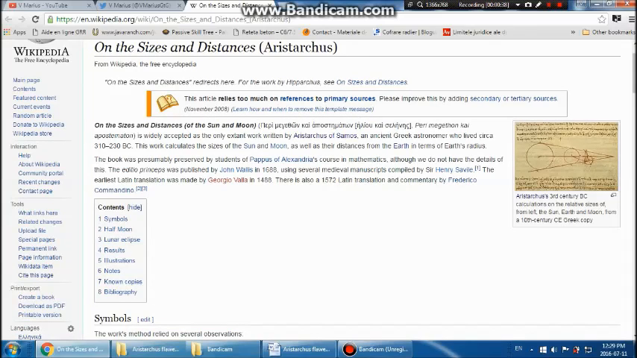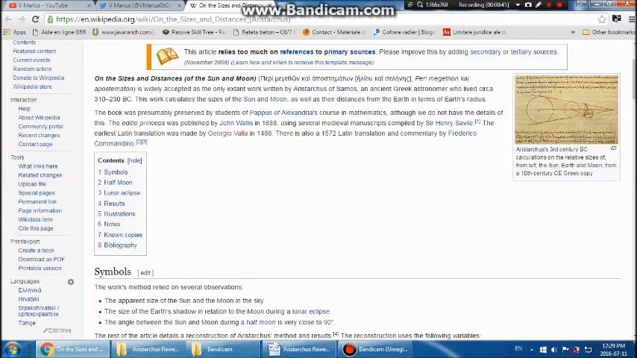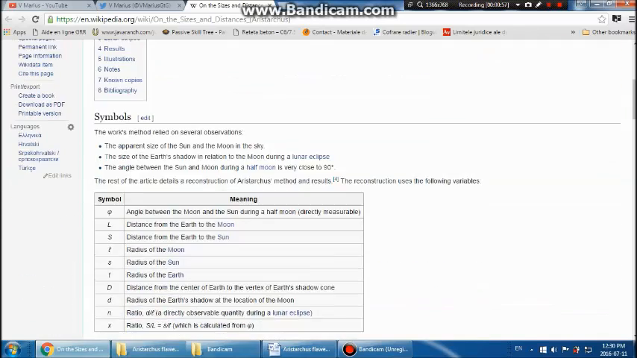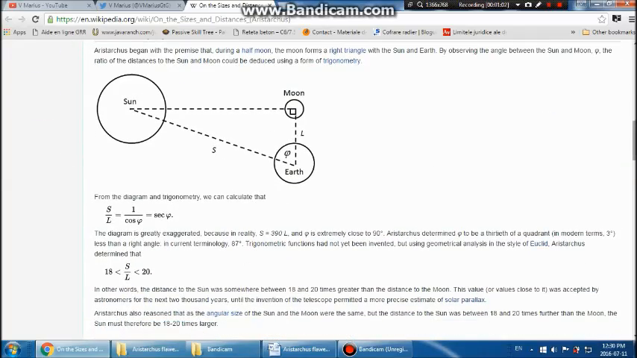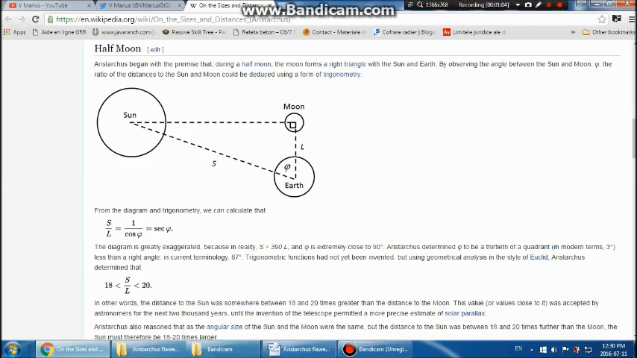Aristarchus, as it is described here, was a Greek astronomer, and his work calculates the sizes of the Sun and the Moon, as well as the distances from the Earth in terms of Earth's radius. Okay, and you can do the same thing that I did, read a bit about this, and try to understand for yourself what his argument implies.